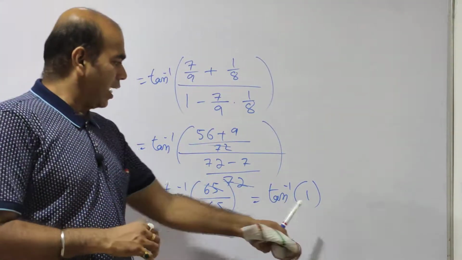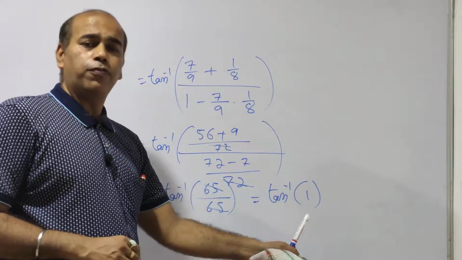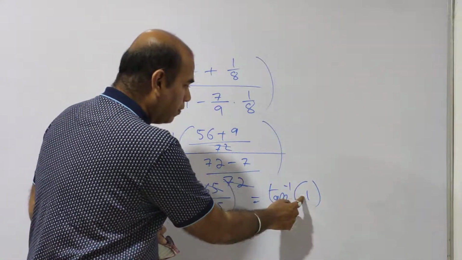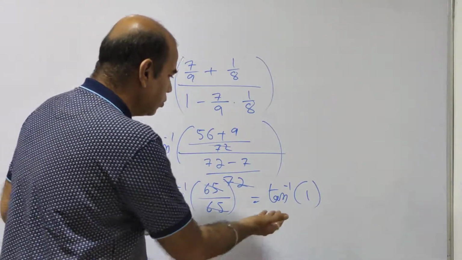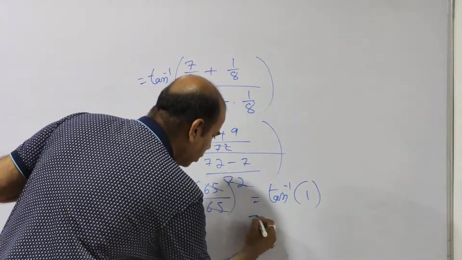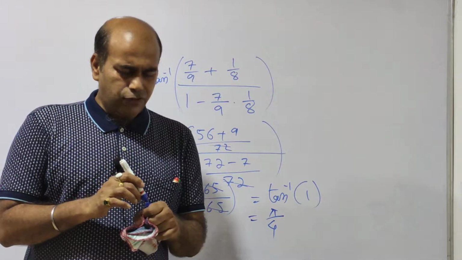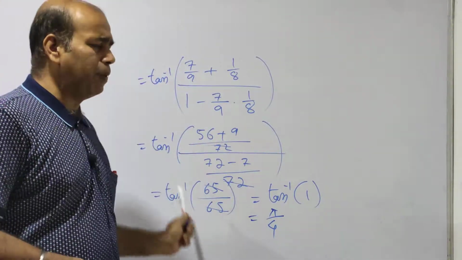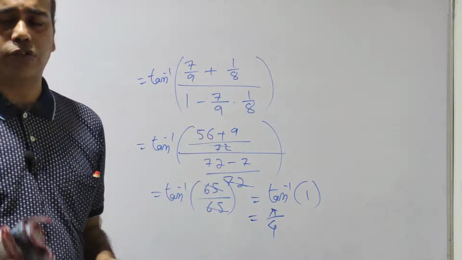Now see, tan inverse 1, this one is what? Tan pi by 4. So tan pi by 4 means what? Pi by 4 lies in the range of tan inverse. So tan inverse and tan, if I remove them, I will get simply pi by 4. That's the proof. It's very simple how I am applying the formulas for solving such inverse trigonometry questions.